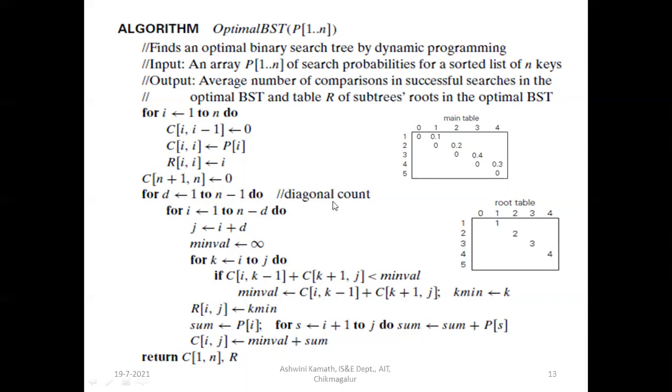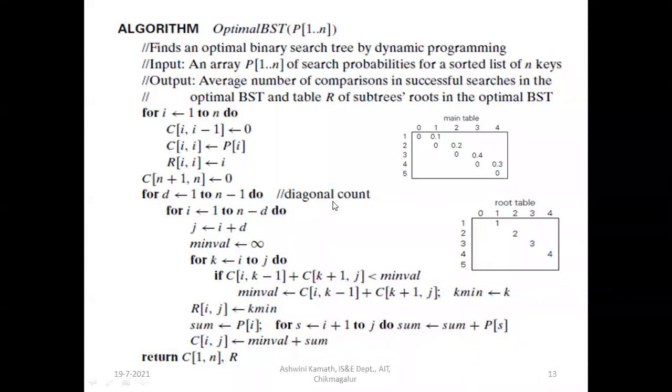Then get the summation value also. We have to add the probabilities, right? We have to add the probabilities I to J, summation of P of S for S is equal to I to J. So sum is equal to P of I. Then for S is equal to I plus 1 to J, do sum is equal to sum plus P of S. Get the total summation of the probabilities from I to J. Okay, then C of Ij is equal to minimum value plus sum. Update the main table by adding the summation of the probabilities plus the minimum value you have got. So that will be C of Ij.